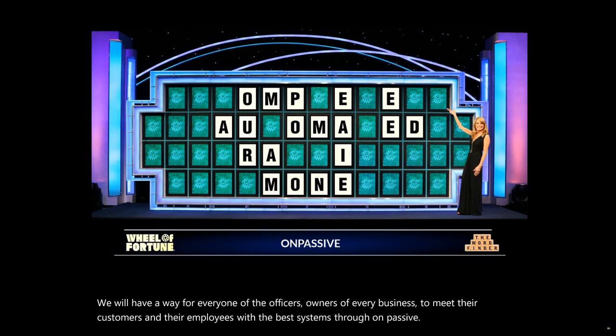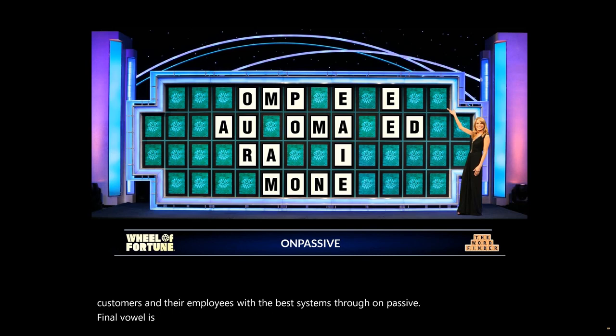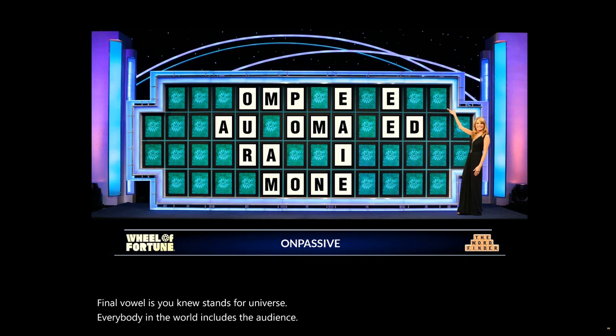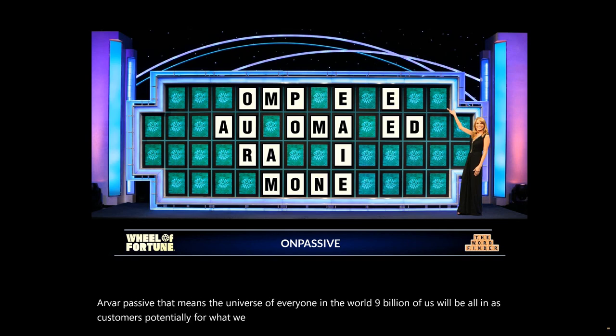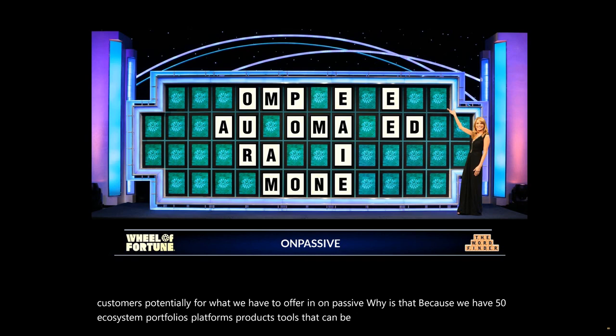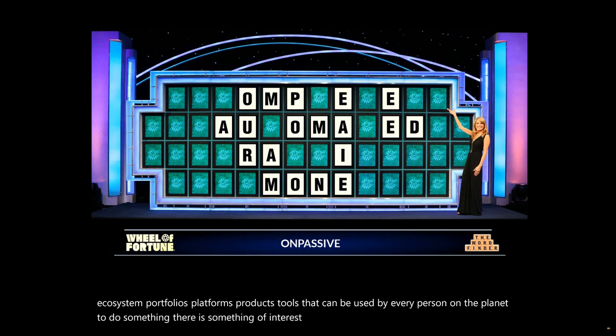The final vowel is U, and U stands for universe. Everybody in the world includes the audience of Onpassive. That means the universe of everyone in the world. 9 billion of us will be all in as customers potentially for what we have to offer in Onpassive. Why is that? Because we have 50 ecosystem portfolios, platforms, products, tools that can be used by every person on the planet to do something. There is something of interest for everyone in Onpassive.